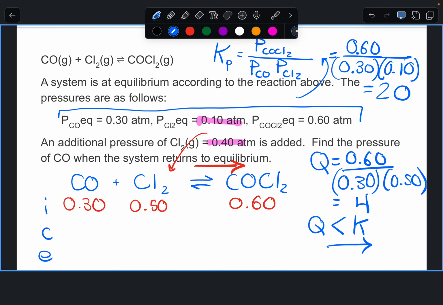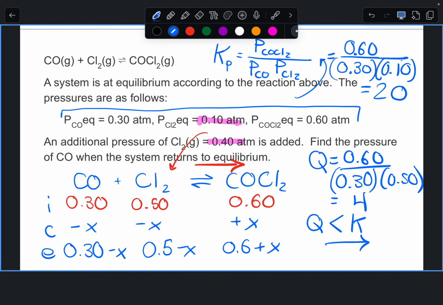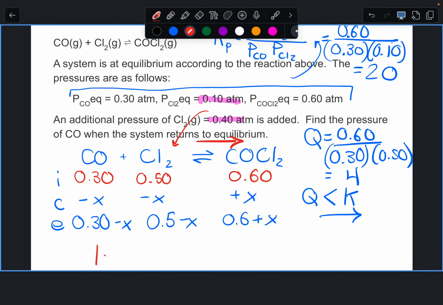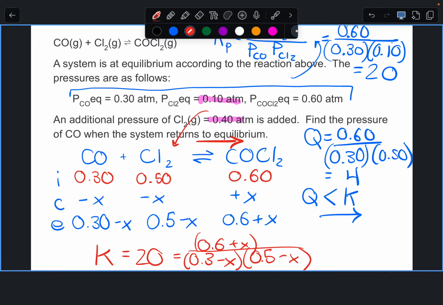since it's going towards products, we would have minus X here and plus X there. So 0.3 minus X, 0.5 minus X, and 0.6 plus X. And then we would say K, which is 20, is equal to 0.6 plus X on top, 0.3 minus X on bottom, and 0.5 minus X on bottom as well. So again, K is pretty big, 20, so I can't get rid of those changes. And even if I did, it wouldn't make any sense. There wouldn't really be anything to solve for anyways.